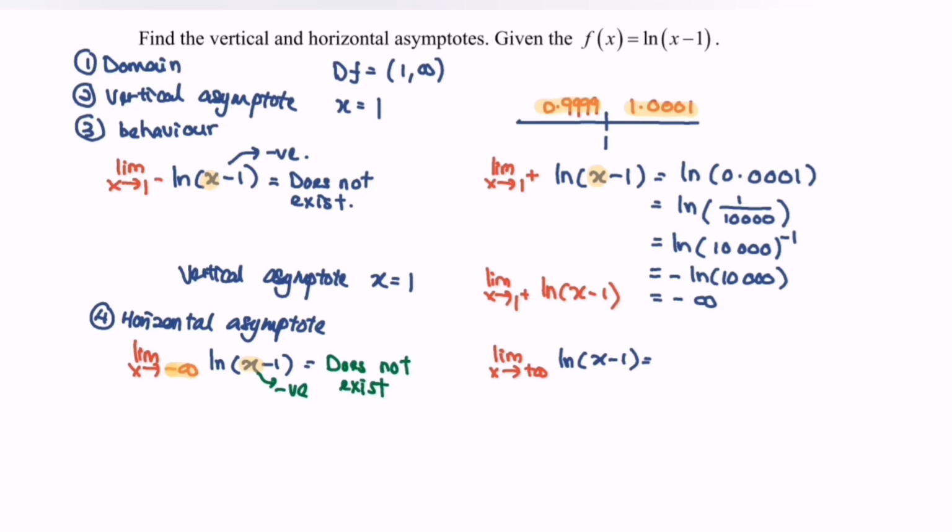Let's focus on the right hand side. Limit when x approaching positive infinity. So if we substitute the value, we will have a very big value. So meaning that the ln internal value will be a very big value. If we press the calculator, we will obtain positive infinity, meaning that the function goes up without limit. So based on this situation, there is no horizontal asymptote.